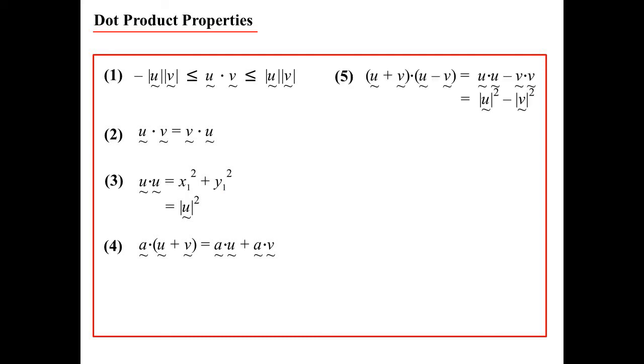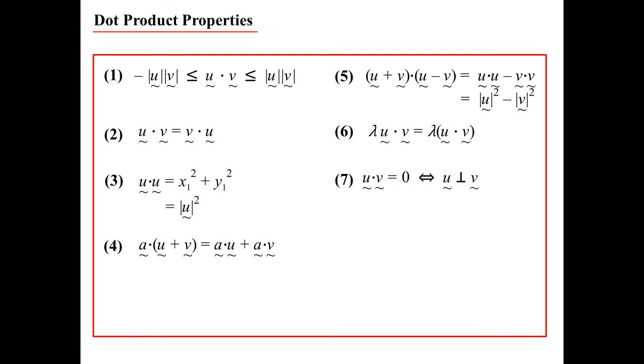And similar thing here with number 5. It looks like the difference of 2 squares, but remember, we're not actually multiplying, it's the dot product. So we get u dot u, which we know is the magnitude of u squared, minus v dot v, magnitude of v squared. And we can multiply by some scalar.